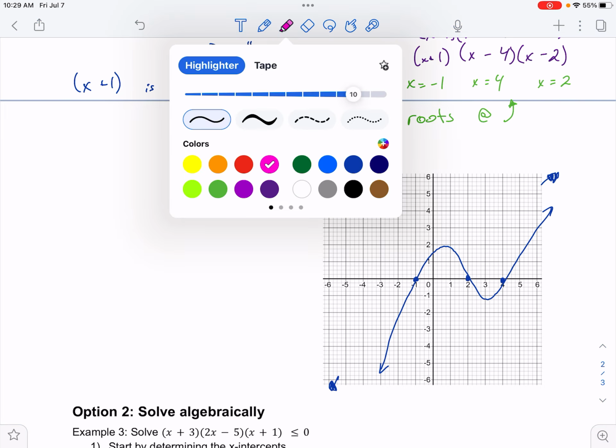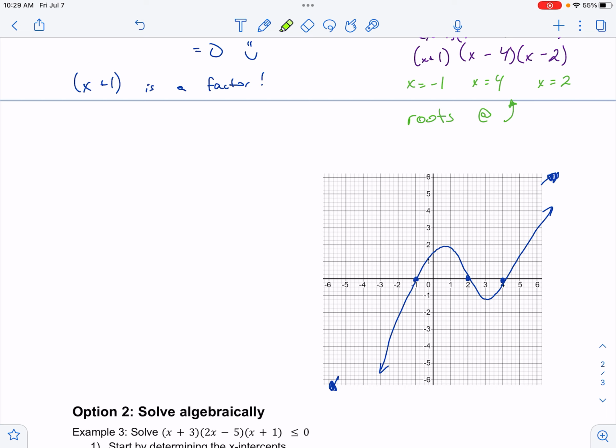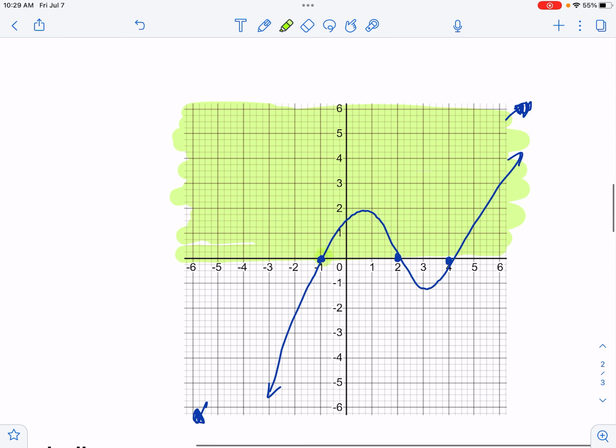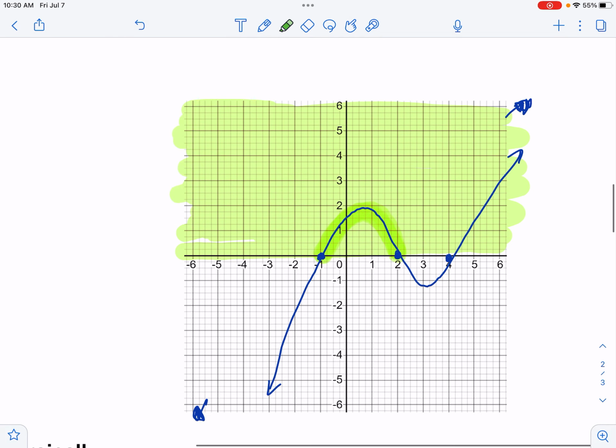So the question was asking, when is it above the x-axis, right? When is it positive? So this is above the x-axis. And when is our graph above the x-axis? Well, it's in two spots. We have this loop here. Maybe we'll do that in a darker green. That's above the x-axis, and that is above the x-axis.